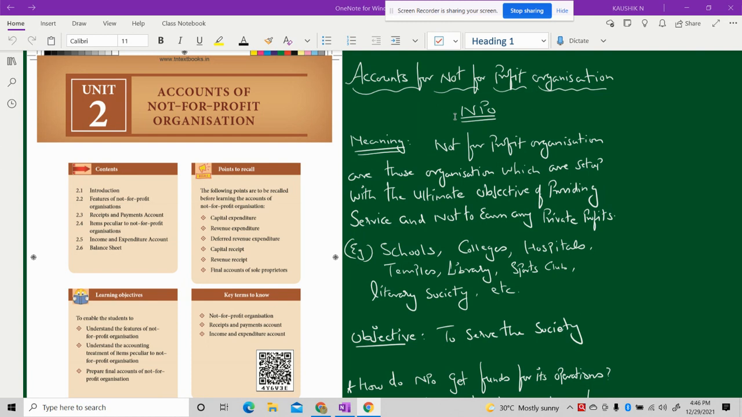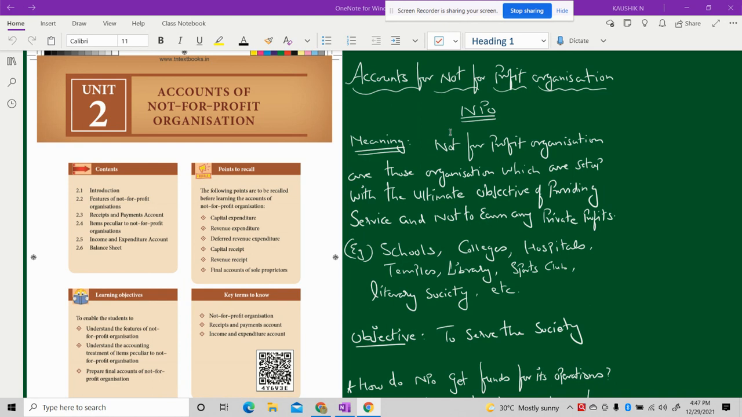Not-for-profit organization is popularly known as NPO, non-profit organization. The meaning of NPO is quite simple. Non-profit organizations are those organizations which are set up with the ultimate objective of providing service and not to earn any private profits. I repeat, NPOs are those organizations which are set up with the ultimate objective of providing service and not to earn any private profits.